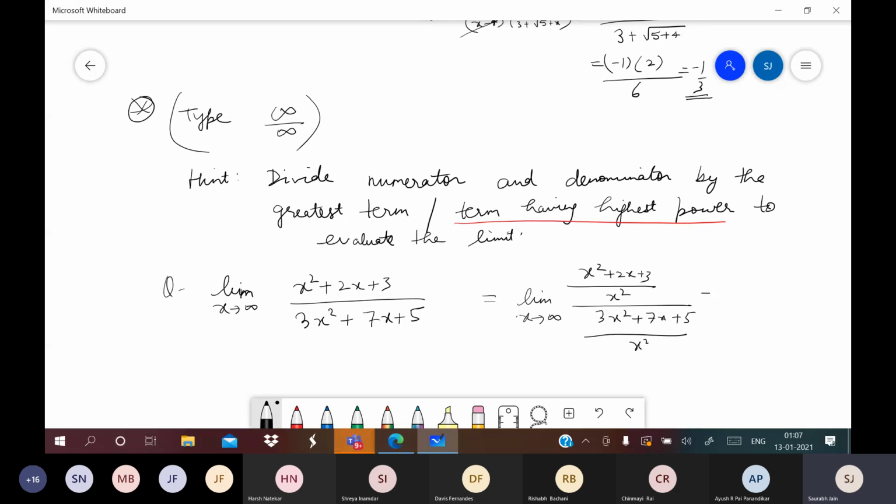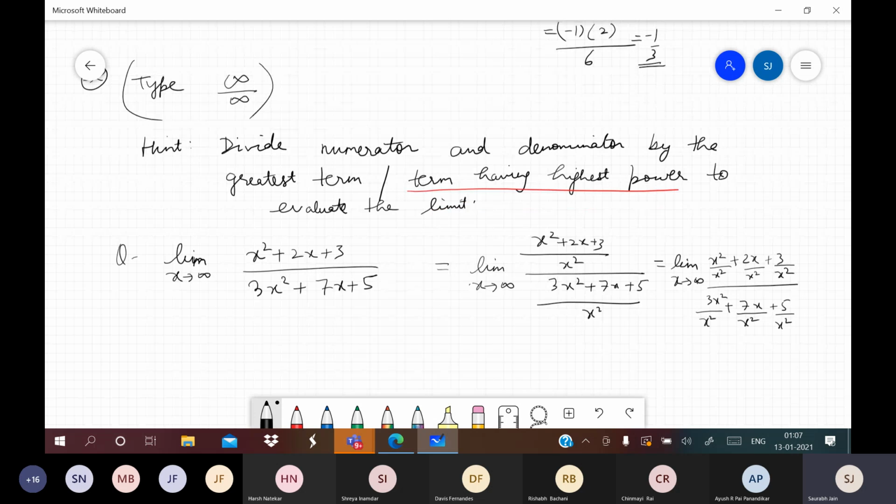So now when you divide, what exactly are you going to do after this? You are going to split the question. How? It is (x square plus 2x plus 3) whole upon x square. So you will write x square upon x square, 2x by x square plus 3 by x square. You could have done this directly as well. Next step, it is 3x square by x square plus 7x by x square plus 5 by x square.